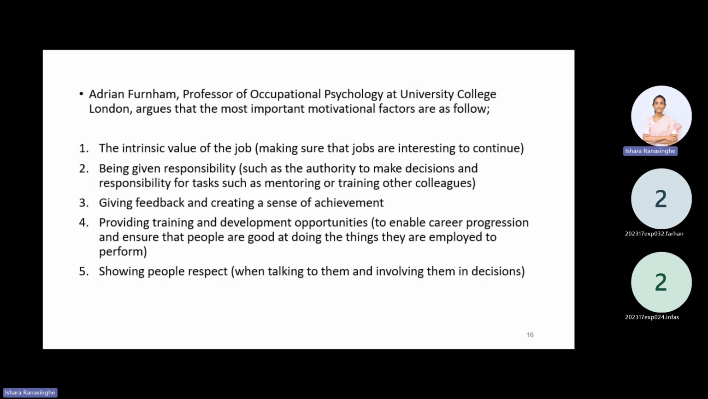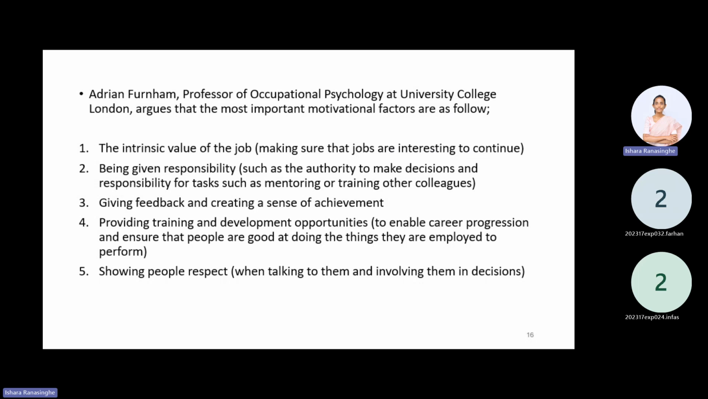According to this point of view, follow any kind of a source, but have someone. So here, carefully read this point. You can see these points are according to Adrian Furnham, Professor of Occupational Psychology at University College London, who argues that the most important motivational factors are as follows.